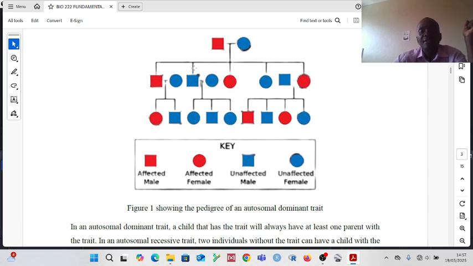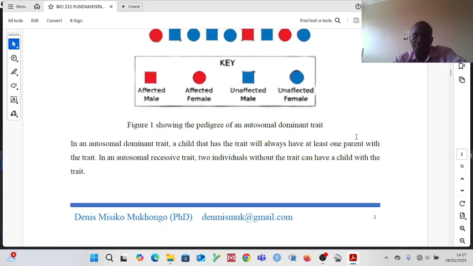So you look at the second case, where there are 3 kids who are not affected by that trait. You go back to their parents, you realize both of them are not affected. But anytime you have a trait that is present and is autosomal dominant, then automatically one of the parents must have had it before the child expresses it. Okay?